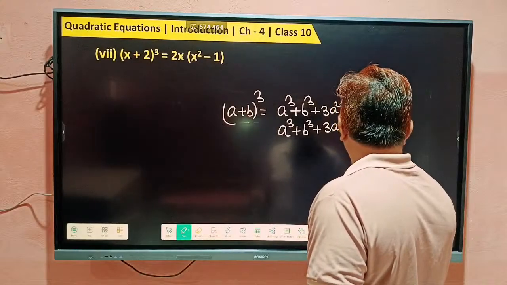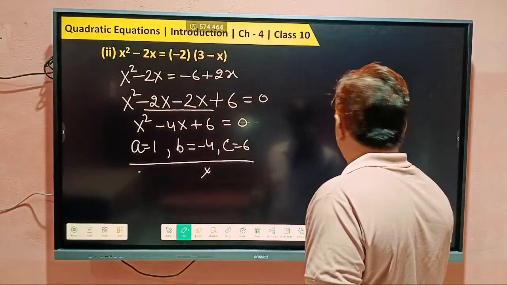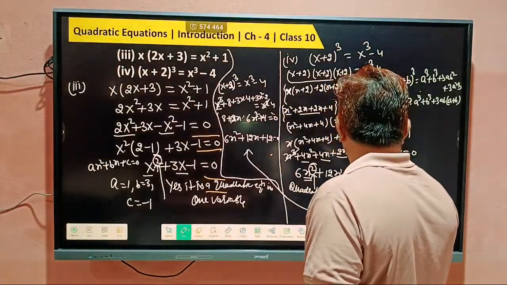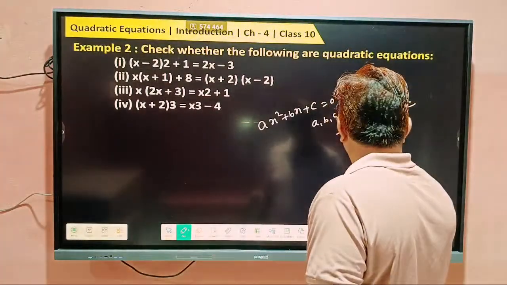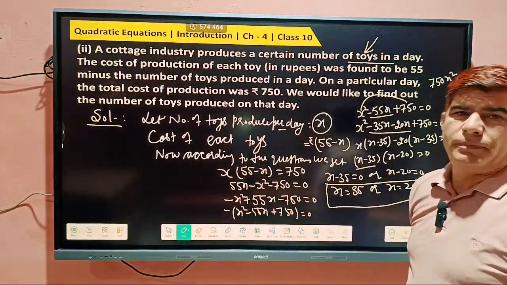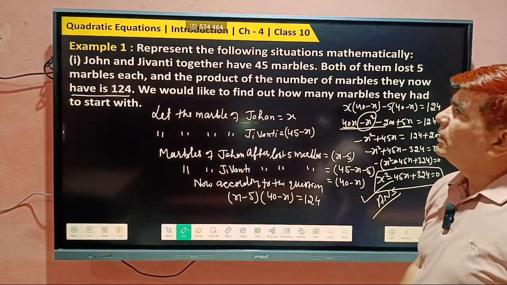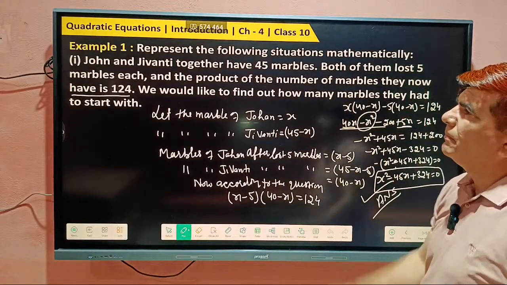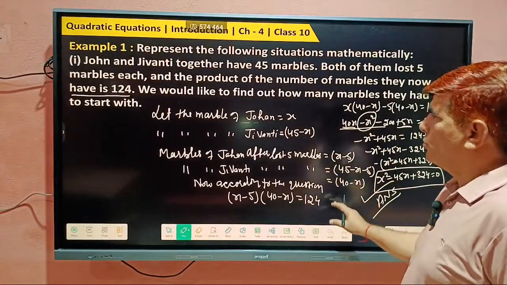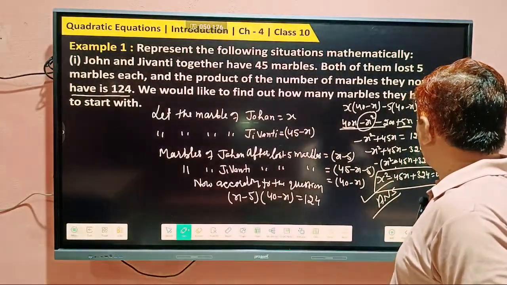This is the exercise. What's example number 1? We can check, and this is example number 1. A cottage industry, second part, and this is its first part. Represent the following situation mathematically. John and Jivant together. I already told you these both. Understood? This is the solution of it.